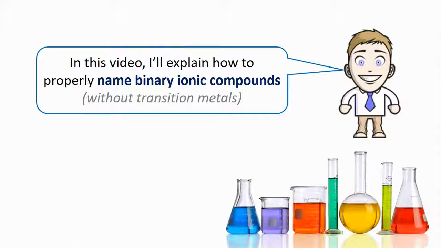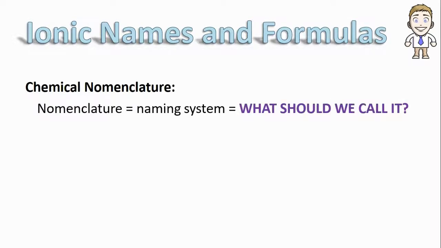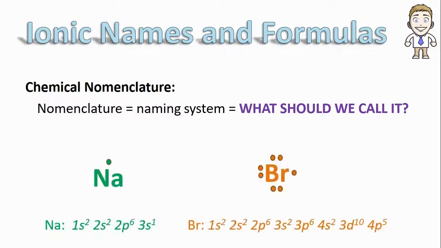In this video, I'll explain how to properly name binary ionic compounds that don't have transition metals. What this video is really about is something called chemical nomenclature, and nomenclature is just a fancy word for a naming system, and a naming system is just a fancy way to say what should we call that substance.